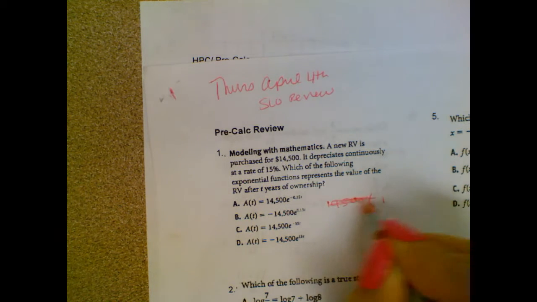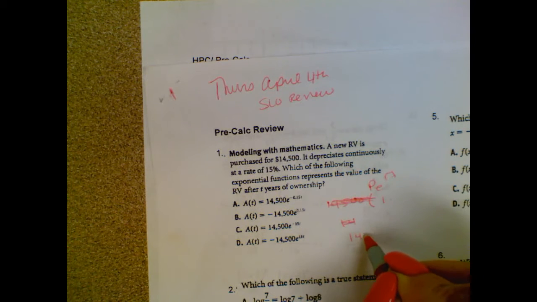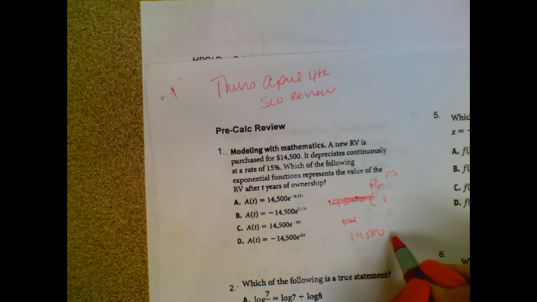Oh, they're doing e's, looks like. So we're doing P-E-R-T, P e to the r t. So 14,500 e, it depreciates, so that's negative 0.15 t.